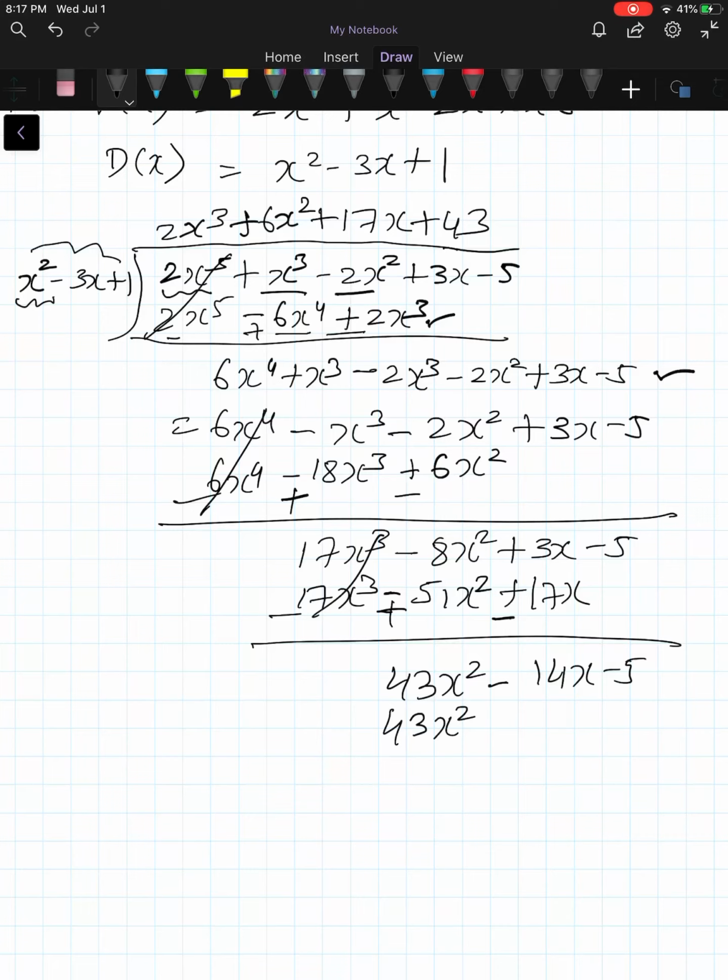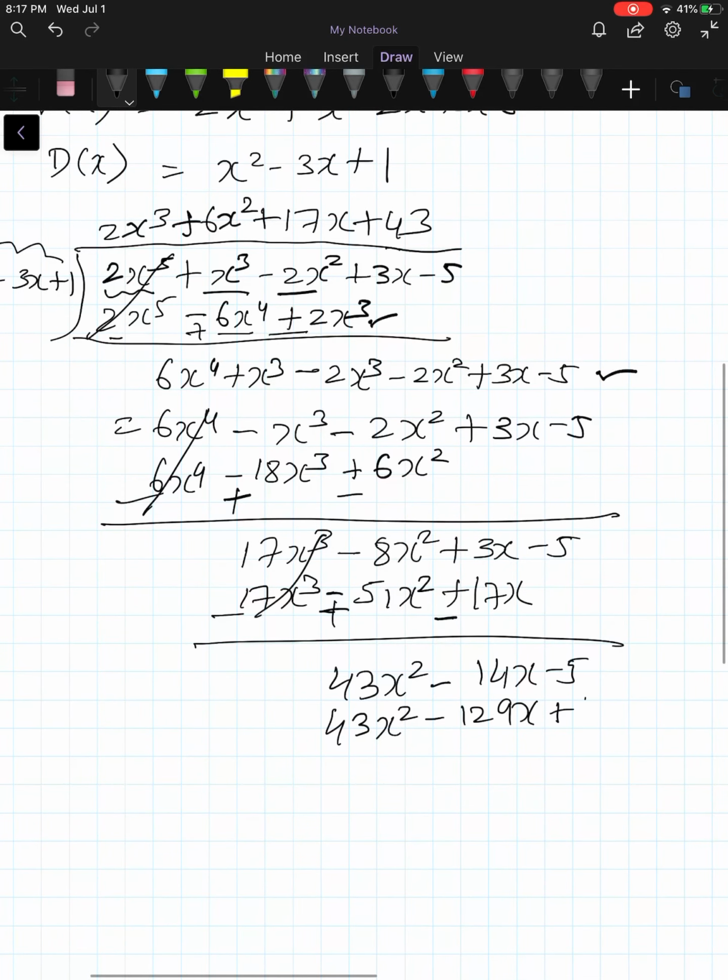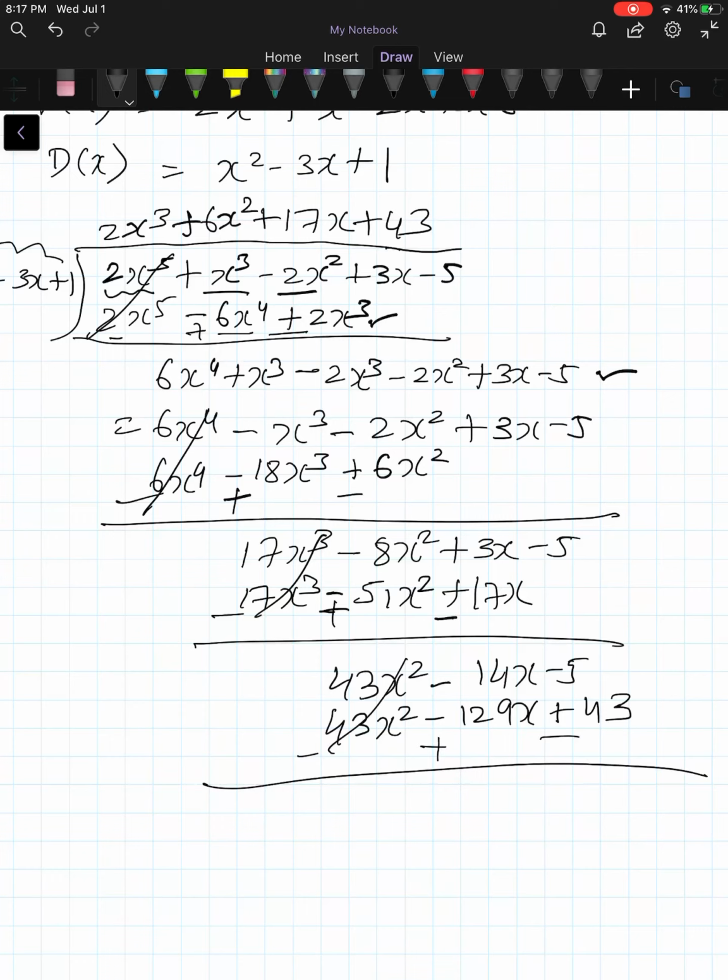43 times negative 3 is minus 129x, and 43 times 1 is 1 itself. So write it as plus 40. Sorry, 43 times 1 is 43. Yeah, plus 43. So now subtract the terms. So this will get cancelled, and the second term is 129x minus 14x. They are like terms because there is x in both the terms.